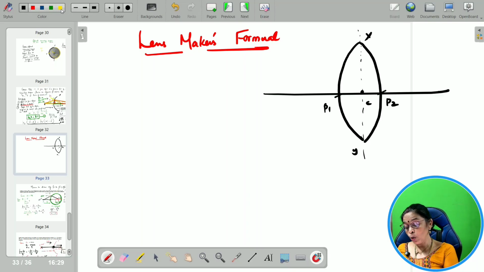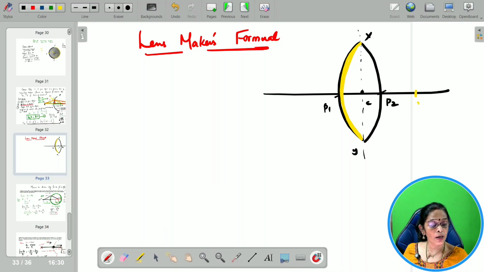You must be knowing that for the XP1Y surface, where is the radius of curvature? On the right hand side. So let me call it C1 here. And you also must be knowing that for the XP2Y surface, where is the radius of curvature? Here. So C2 here.